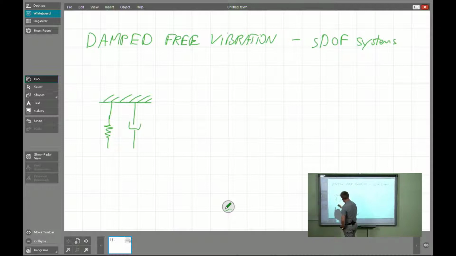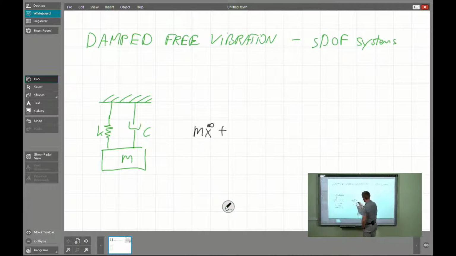We have the sprung mass with the stiffness K and the damping coefficient, the viscosity coefficient C, and the governing equation of such a problem is as follows. Due to Newton's second law, we have the inertial force, here we have the damping force and the restoring force K of x, and because we are speaking about the free vibration, here we have zero at the right hand side.